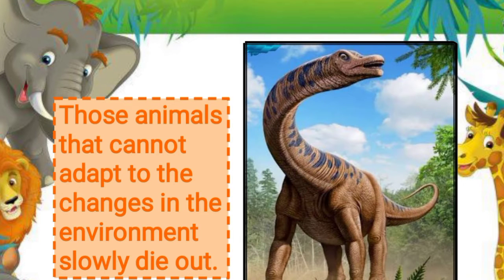So, like plants, animals have also developed certain features which help them to survive in the environment, and those animals that cannot adapt to the changes in their environment slowly die out. For example, the dinosaur.